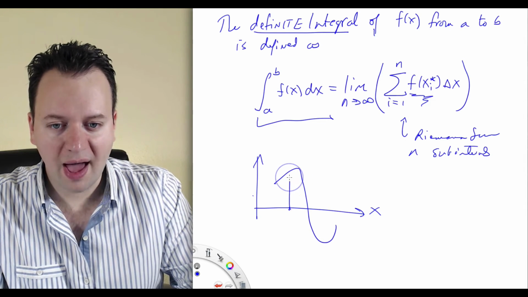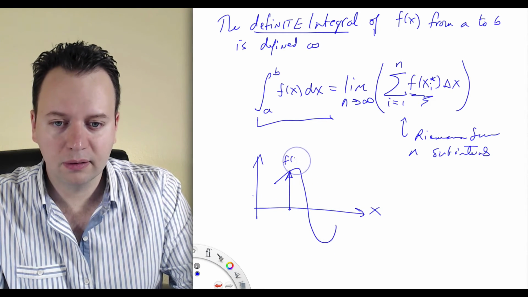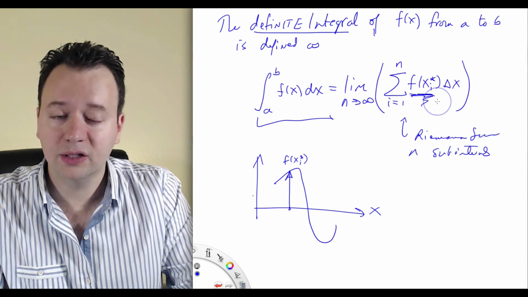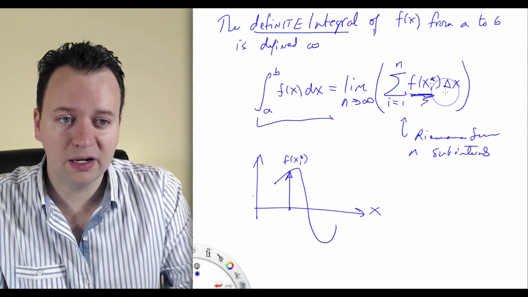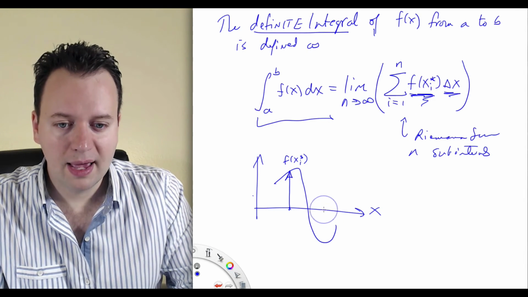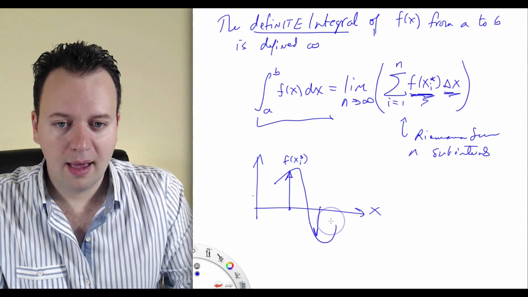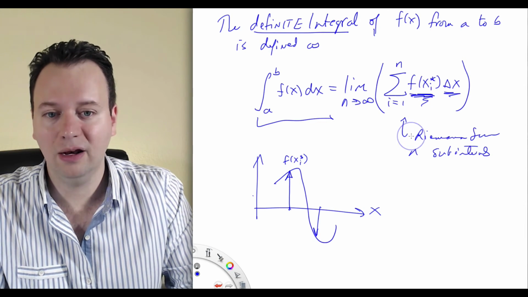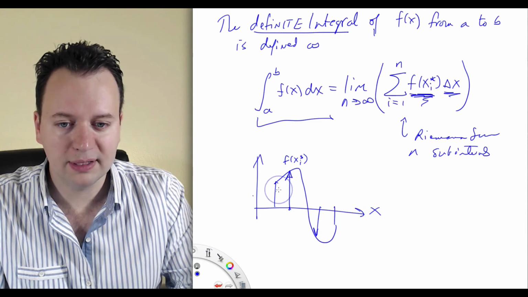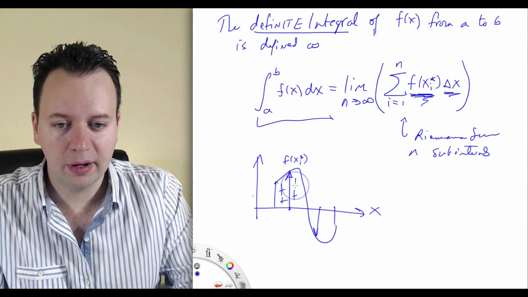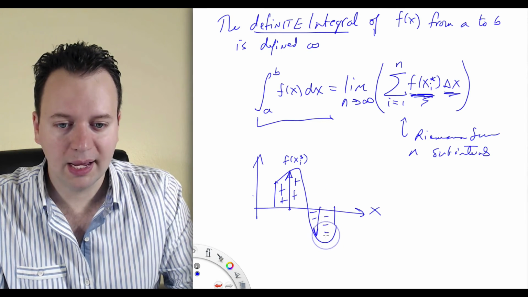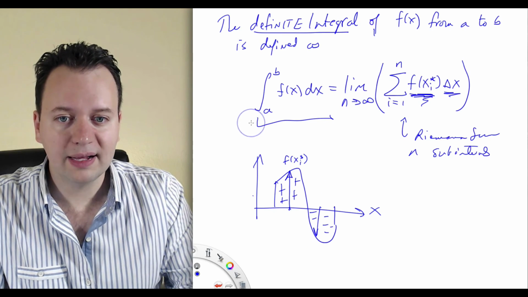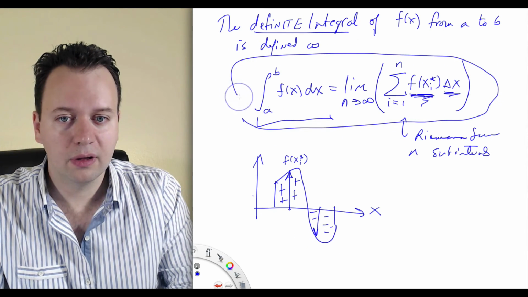So if f of x is positive, this area counts as positive because the output here is positive and delta x is still positive. If f of x is negative, this counts as negative. So you can see why you get positive area up here and negative area down here, because the values of f of x are positive and negative. So that's the definition of the definite integral.